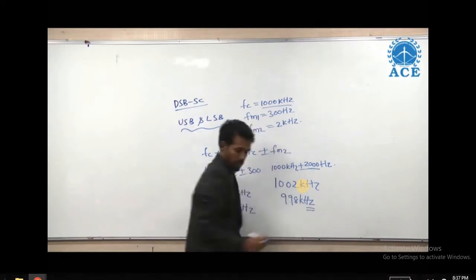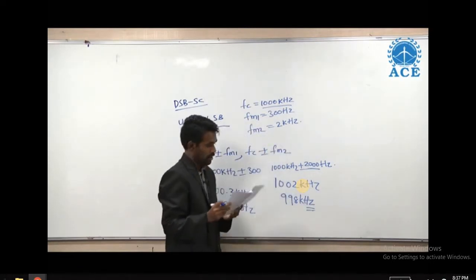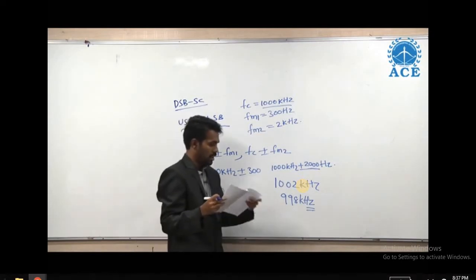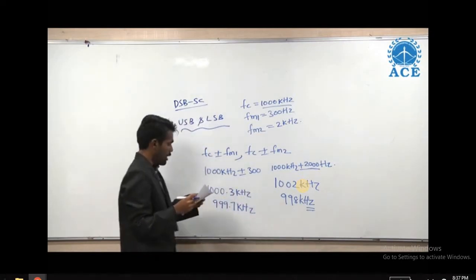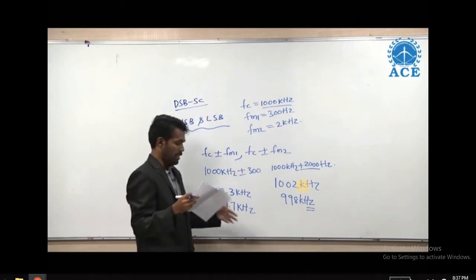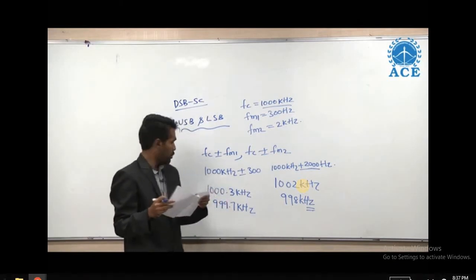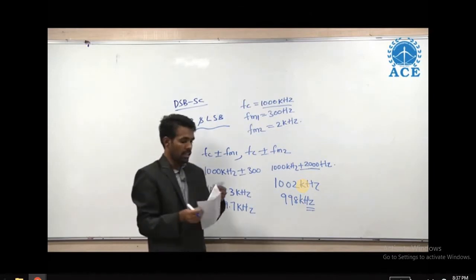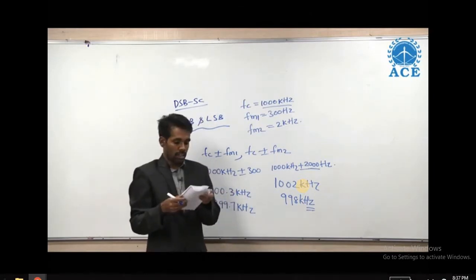So, from the given options, option A is 998 kHz, which is present, option B is 999.7 kHz, it is also present, option C is 1000.3 kHz, so this is also present, option D is 700 kHz. So, our answer is option D.